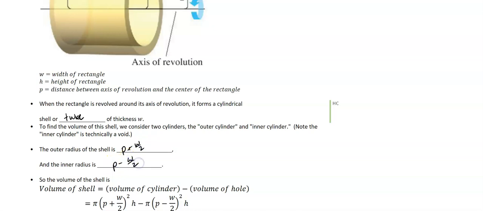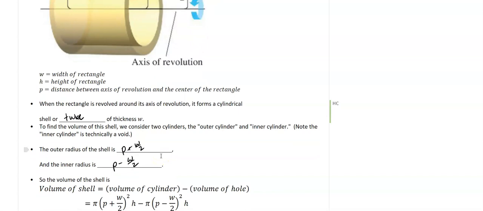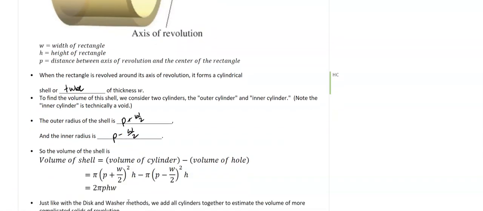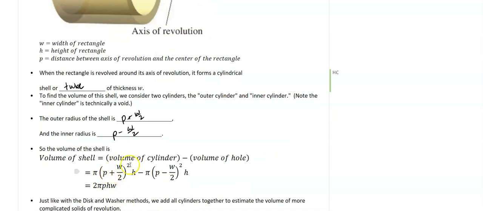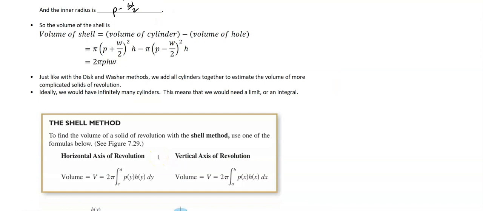Since this is a cylinder, and we know the volume of a cylinder is pi times the height times the radius squared, what we end up with is pi times P plus W over 2 squared times the height, minus pi times P minus W over 2 squared times the height. If you multiply and FOIL all this out and simplify, you get 2 pi P H W. And just like the disc and washer methods, we add all those cylinders together to estimate the volume of more complicated solids of revolution.